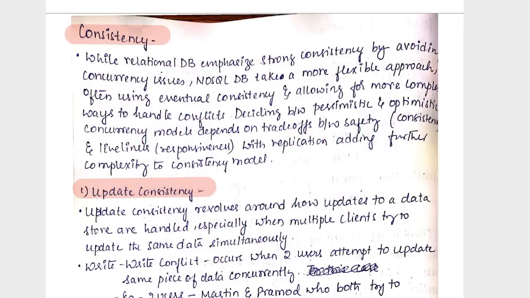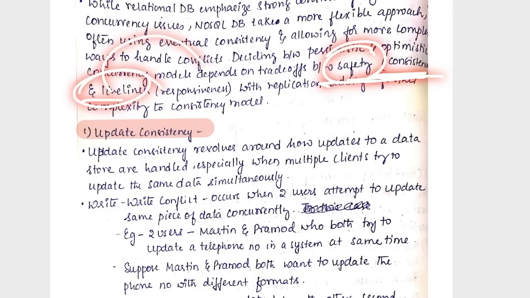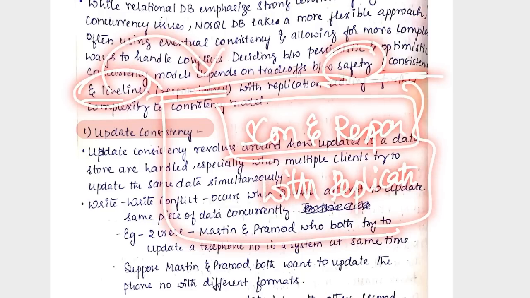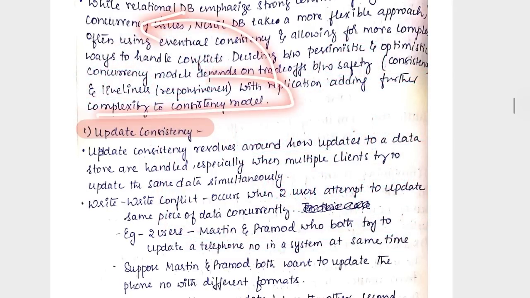Whereas NoSQL databases have a more flexible approach, which uses eventual consistency and allows for more complex ways to handle conflicts. Deciding between the pessimistic and optimistic concurrency models depends on the trade-offs between safety and liveliness. Liveliness means responsiveness. So consistency and responsiveness are both important, with replication being added. To address all this, we make use of the consistency model.